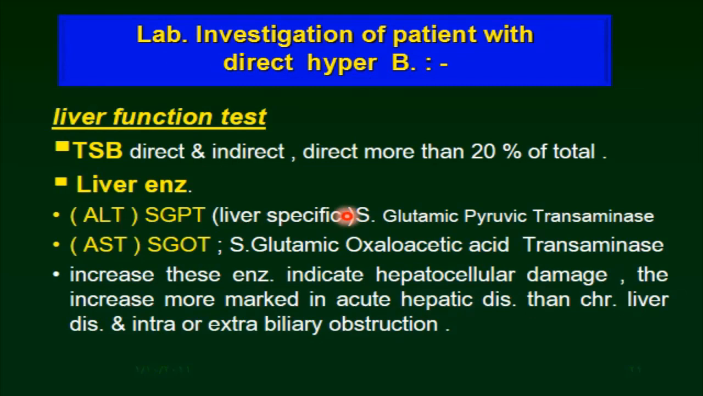Now, liver function tests include total serum bilirubin, liver enzymes ALT and AST, alkaline phosphatase and gamma glutamyl transpeptidase, PT and PTT, and albumin. Regarding TSB, we have to do direct and indirect to document direct hyperbilirubinemia, which is more than 20% of total. Liver enzymes: ALT is specific to the liver, and AST; usually an increase of these enzymes indicates hepatocellular damage. The increase is more marked in acute hepatic disease than in chronic liver disease or intrahepatic or extrahepatic biliary disease.